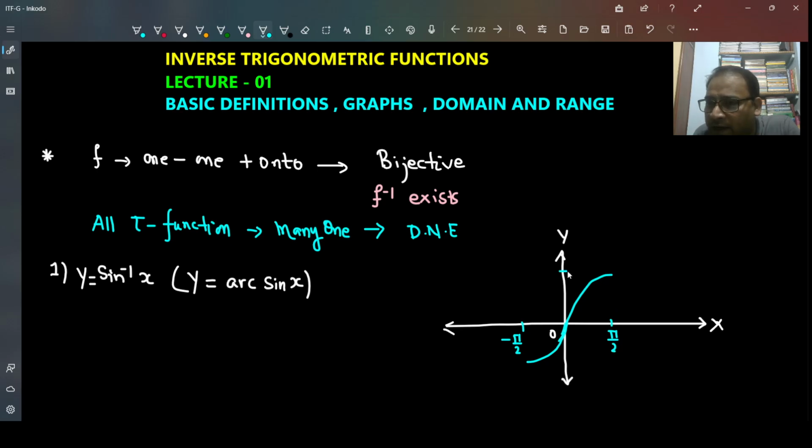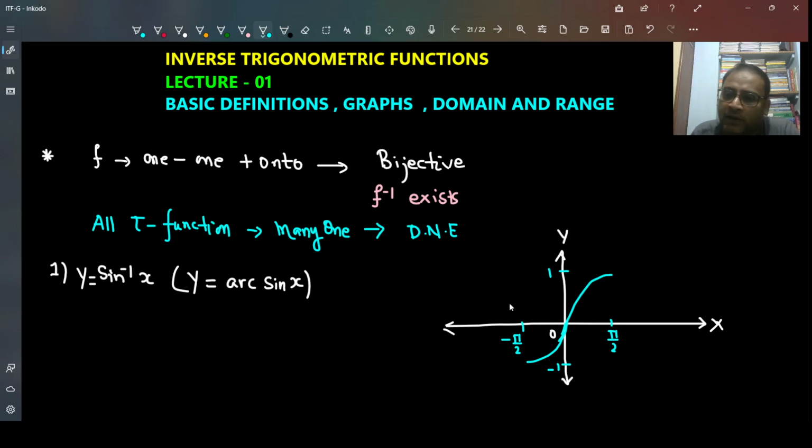At pi by 2 the height is 1. At minus pi by 2 the height is -1. Clear? So you see that sin x here takes all the values from -1 to +1. That means it becomes an onto function. And every horizontal line in that case cuts the curve at exactly one point. So in this domain it is one-one and onto. Therefore its inverse must exist.